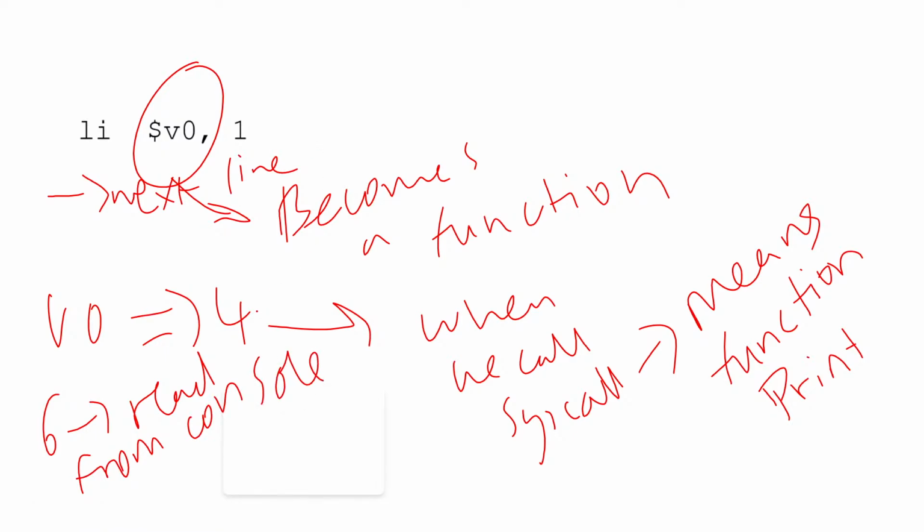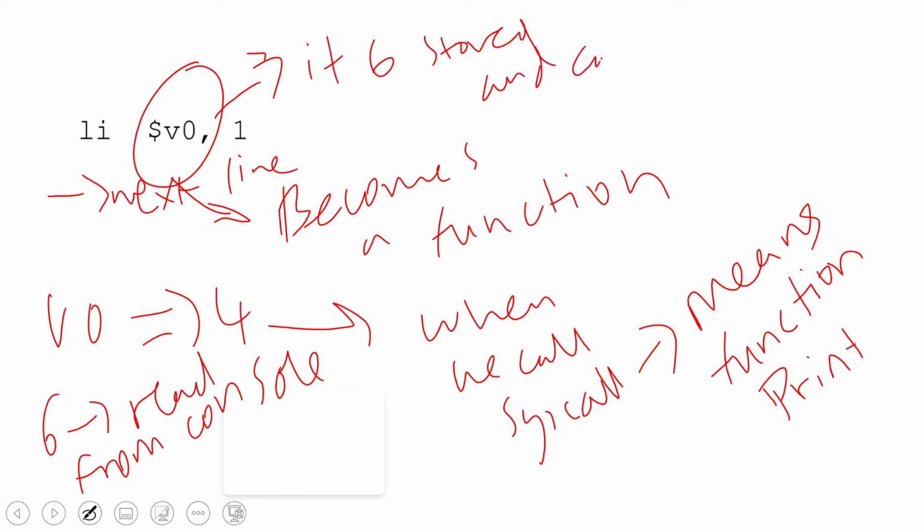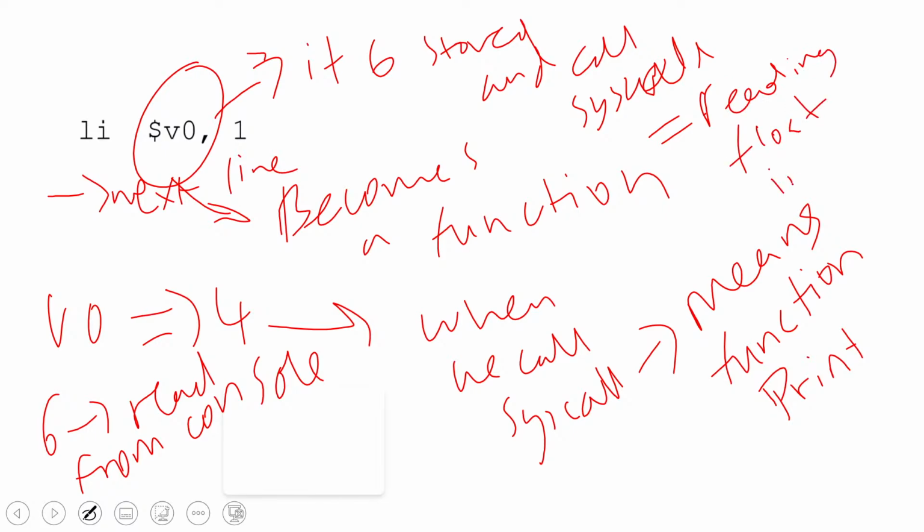That's pretty much that. And literally, if we store a different value, so if 6 is stored and we call a syscall, that just means we're reading input, but float input. And what can we do with this? Well, we can actually make pretty cool programs.